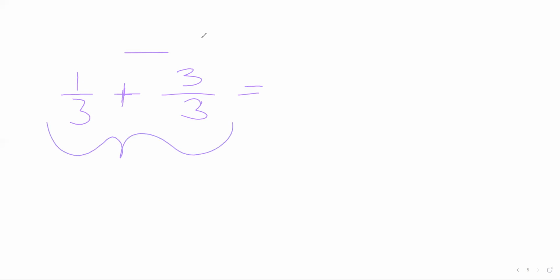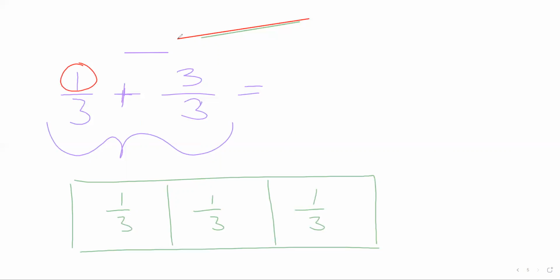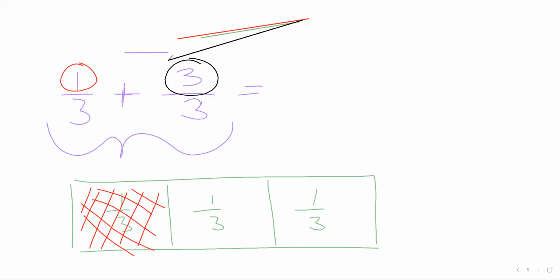So let's do one last tape diagram. And it's going to go with 1/3 plus 3/3. Okay, so again, this is a tape diagram. I'm going to draw it and cut it into thirds. Each one is worth 1/3. So I see that I need to shade in 1/3 up here. So there's 1. And then in the next, I need to shade in 3.